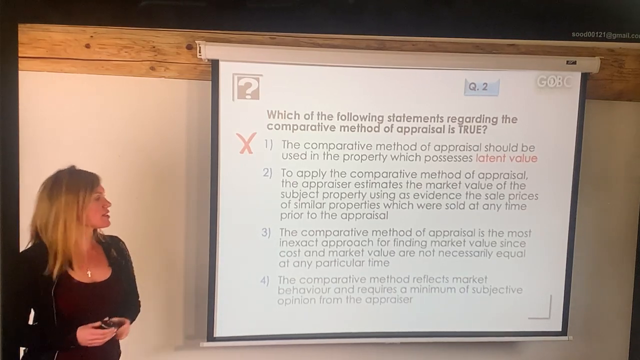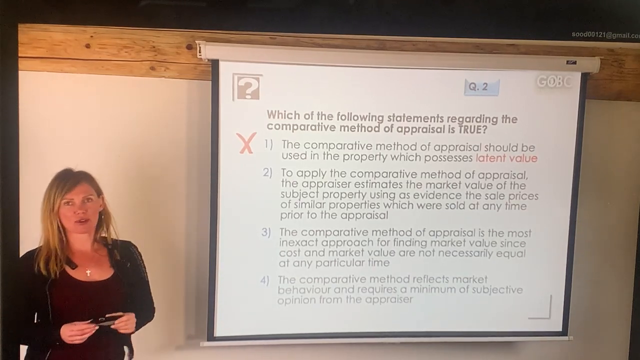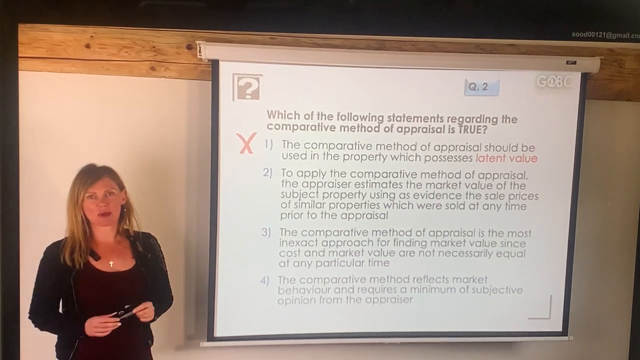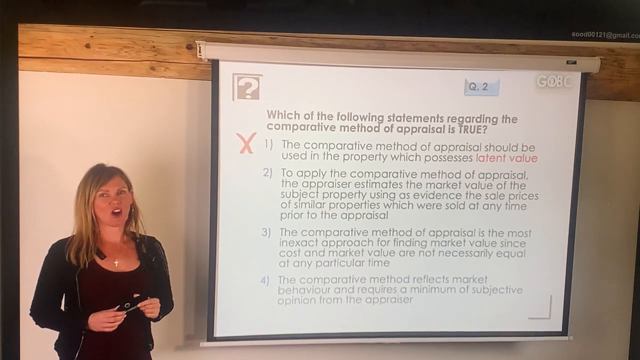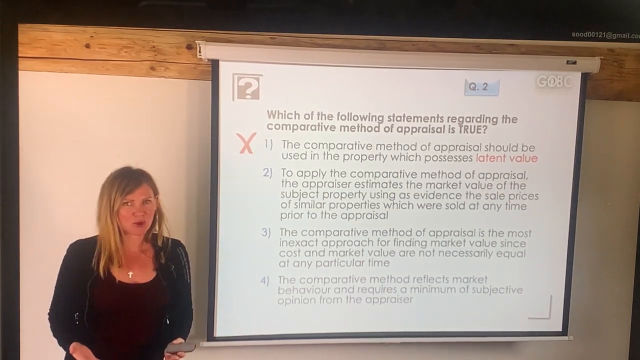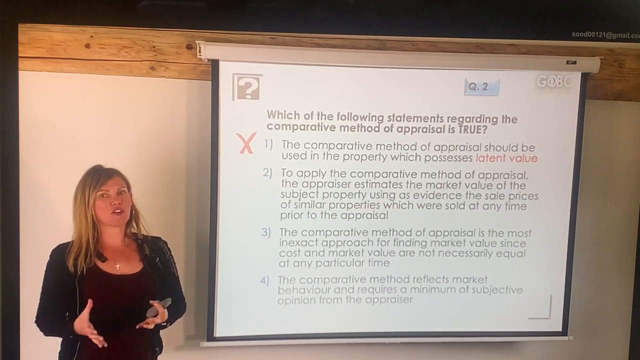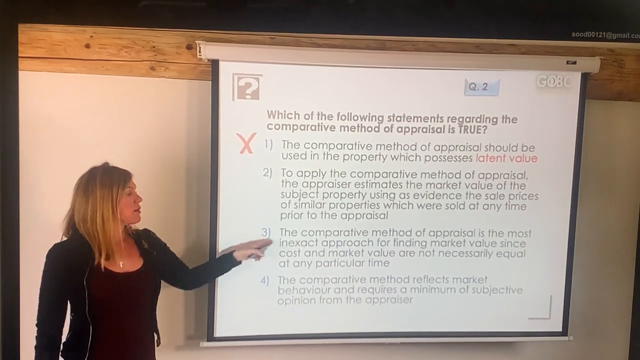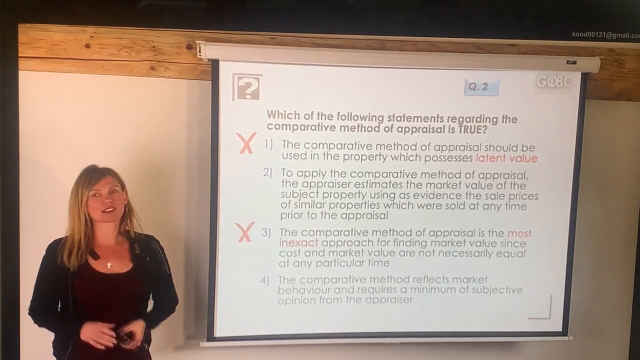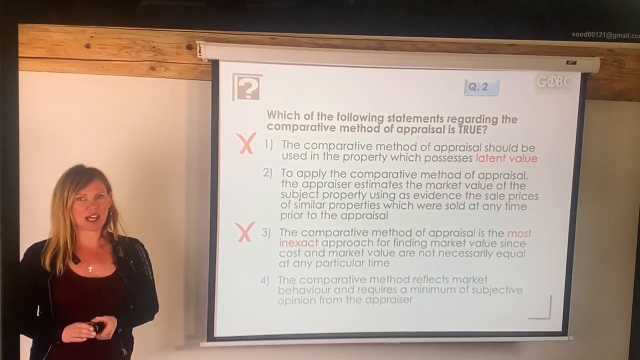Let's go for the next one. The comparative method of appraisal is the most inexact approach. And I'll stop. Which one is the most inexact approach? Is that the comparative method or is that the cost method? Hopefully it's the cost. With cost, I don't know how much it's going to sell for, so that's the most inexact approach because you're just looking at the cost of the land and the building and you're trying to estimate the value based on that. But this is the most exact method. So comparative method is the most exact. So for that reason, option 3 is definitely out because it's the most exact method. That's the most usable method.